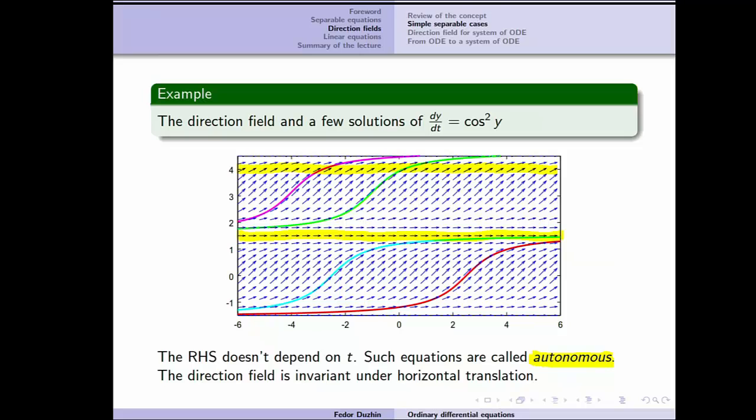And again, what is special about them is that the direction field is invariant under horizontal translations. Which means that if you take any solution and move it to the left or to the right, then you get another solution of the differential equation.